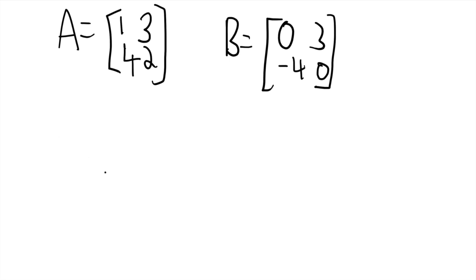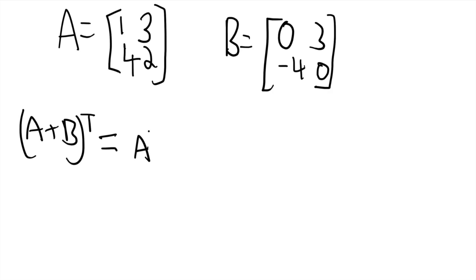Okay, so the first property is, if we have an expression like this, (A + B) transposed, this will be equal to A transposed plus B transposed. And I think this result is quite intuitive, but I'll just demonstrate it with the following matrices.